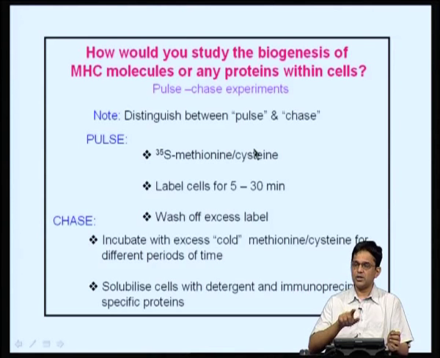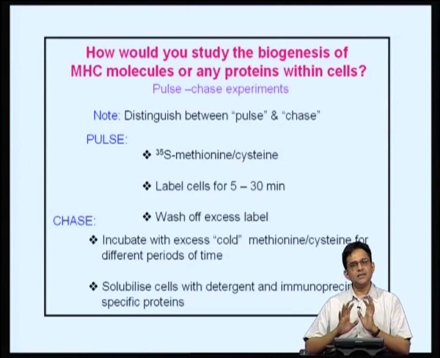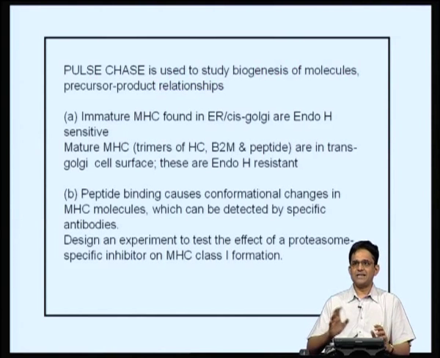is no fresh incorporation of the radioactive label into your proteins, and then this can be done for different periods of time. So, you chase for different periods of time, and then you solubilize the cells with a detergent and immunoprecipitate specific proteins. So, that is basically the theory of pulse and chase, and this is a very powerful technique, and what we will do is we can discuss some experiments with you.